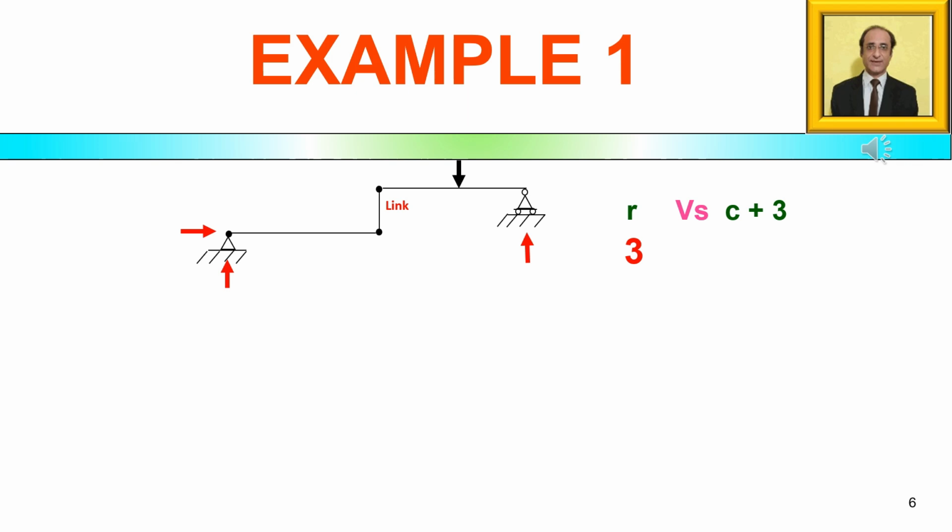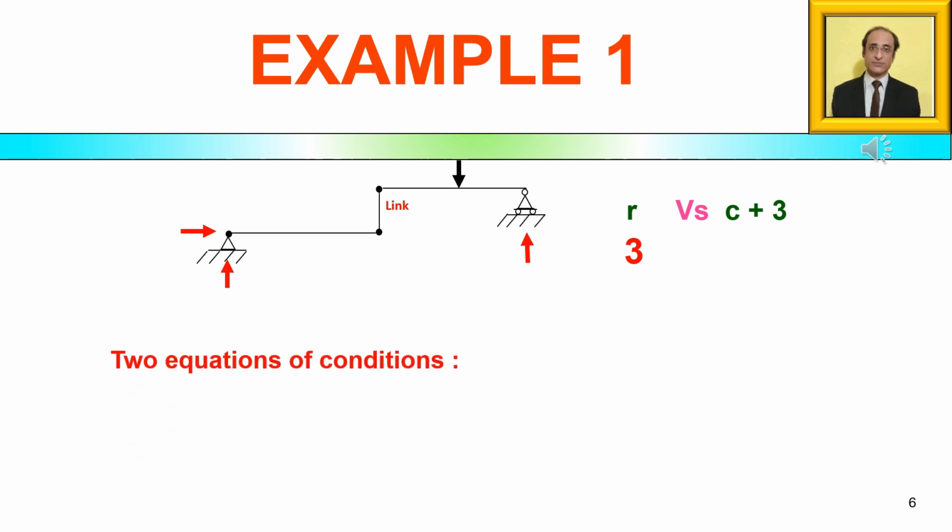So here let me tell the answer. You also must have thought something, because here we have a link element connecting the two beams, the left hand beam and the right hand beam. So at the link point there are two conditions of construction.